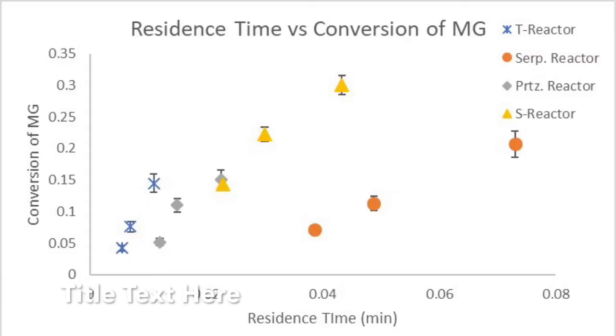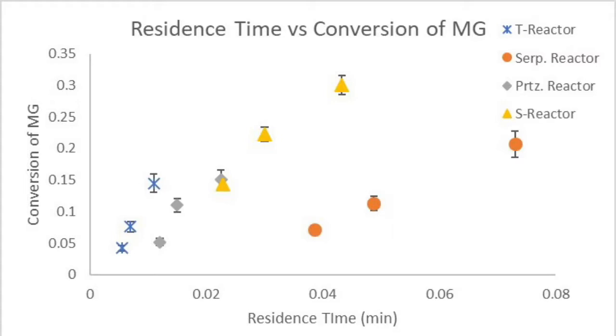The group assumed that a longer reactor length, increased Peclet number, and baffles would result in the highest conversion of malachite green. From this graph, we can see that the best converting reactor was the S reactor, followed by the serpentine reactor, the pretzel reactor, and finally the T reactor. All of the reactors had the same average channel length and height. Comparing the best and worst reactors, we find that the S reactor was 75 millimeters long, had baffles, and had a maximum Peclet number of 2,200, while the T reactor was 35 millimeters long, had no baffles, and had a maximum Peclet number of 1,100.